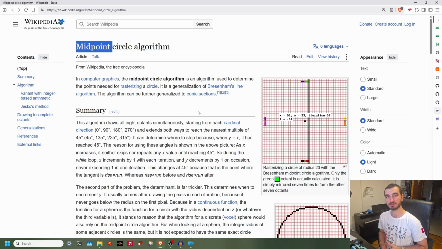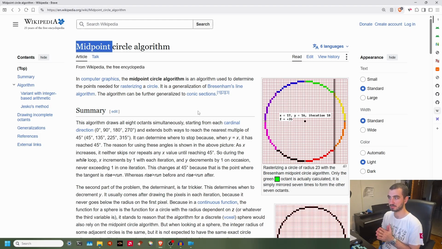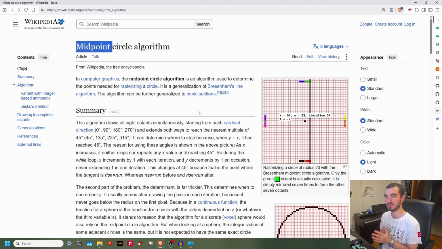Hello ladies and gentlemen, today we're going to be implementing circle drawing into my game engine. We're going to be using the midpoint circle algorithm. This algorithm is very simple, so you don't have to worry about not understanding it. I will also explain how it works as I go on.